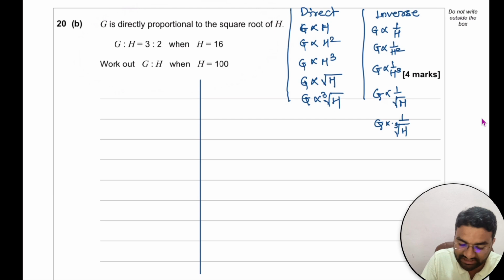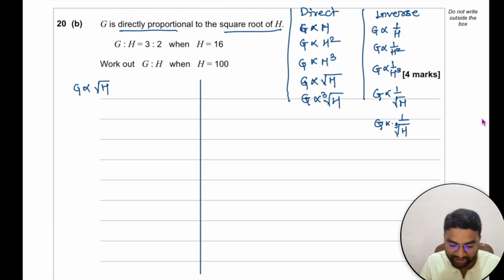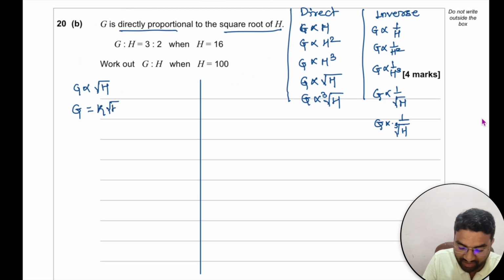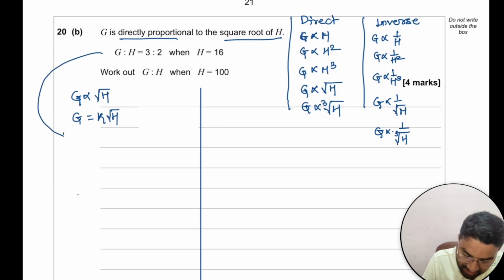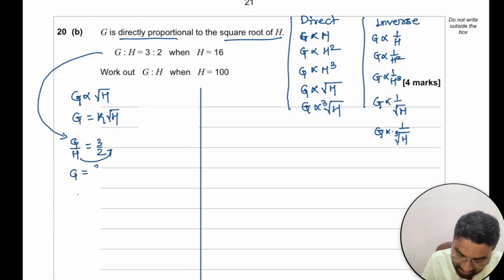Let's look here. G is proportional to the square root of H, right? Write this first as an equation, then remove the proportionality symbol by using K: G is equal to K times square root of H. Then from the given relation, G over H is equal to 3 by 2. So transfer H to the right hand side: G is equal to 3H over 2. You can substitute in the given equation. So what we will get is 3H over 2 is equal to K times root of H.